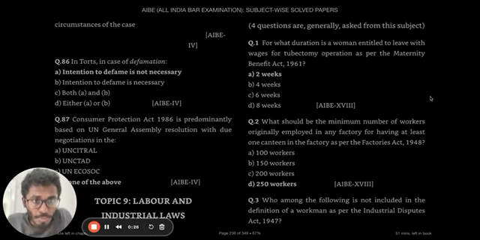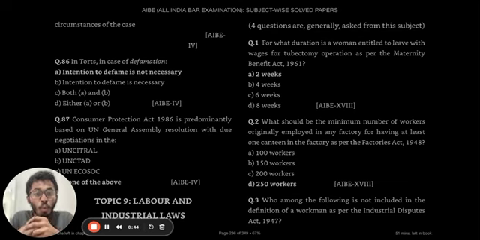For what duration is a woman entitled to leave with wages for tubectomy operation as per the Maternity Benefit Act? That means it's 2 weeks. So 2 weeks time period is given for you to undergo this tubectomy operation. For example, after this operation, a woman won't be pregnant further. So that 2 weeks leave is basically given.